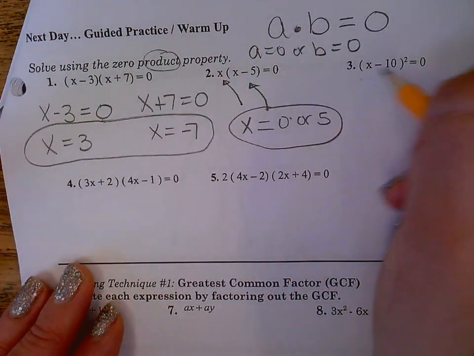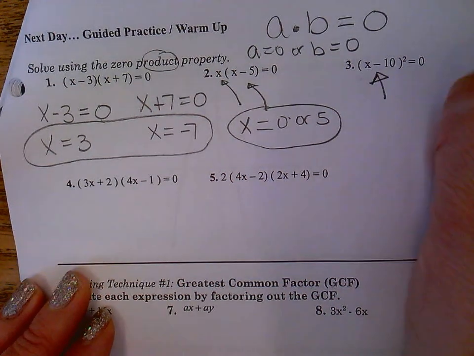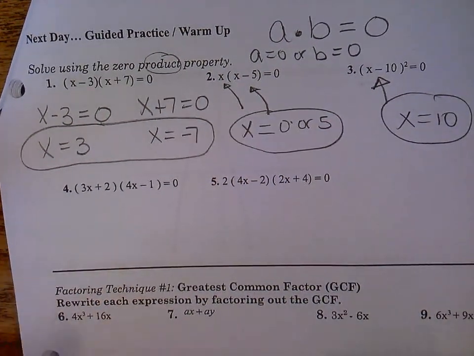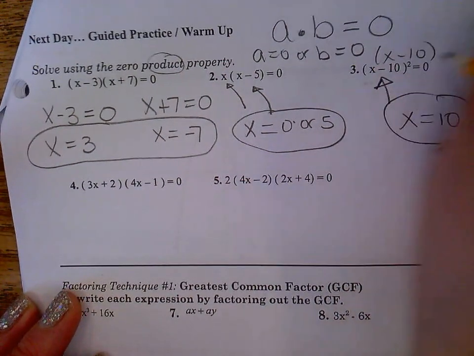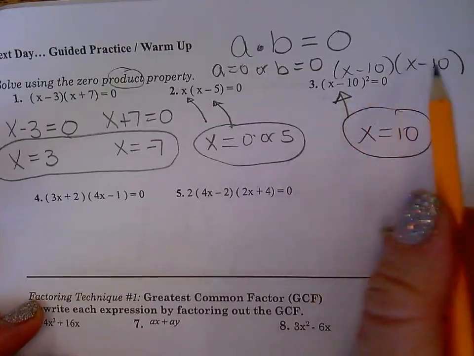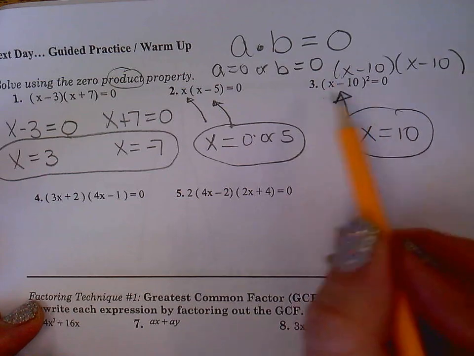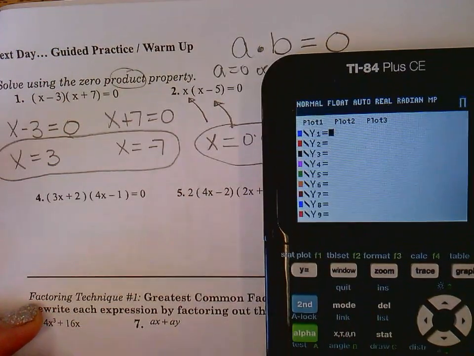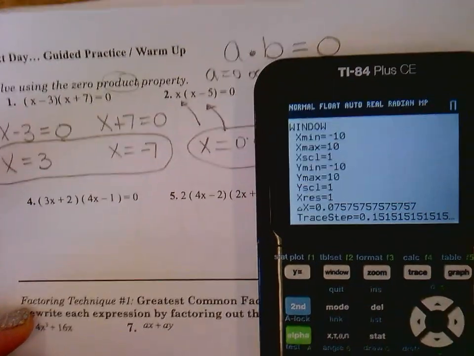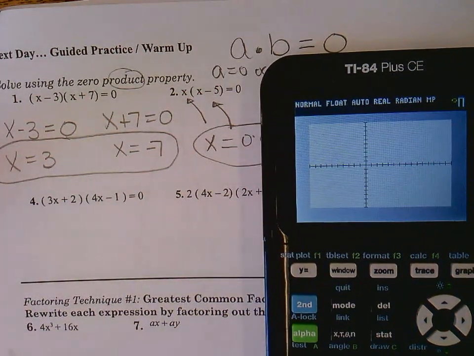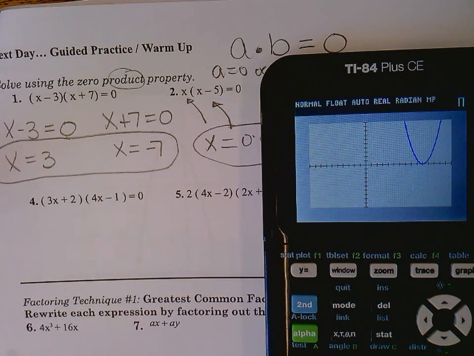All right, on number 3, the only solution for this one is when x is positive 10, right? This is really x minus 10 times x minus 10, so you get the same factor twice. So what does this quadratic look like? If I plug in x minus 10 squared, I have to adjust the window so you can see it. This quadratic is going to come down and just touch the x-axis at 10 and then bounce off again. It only has one x-intercept. So if it only has one x-intercept, the vertex is the x-intercept.